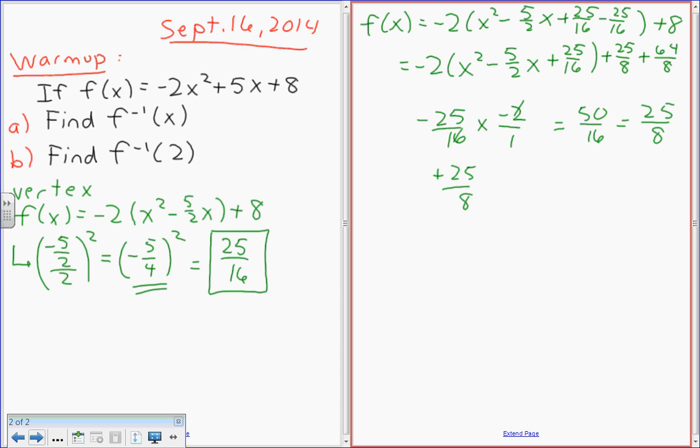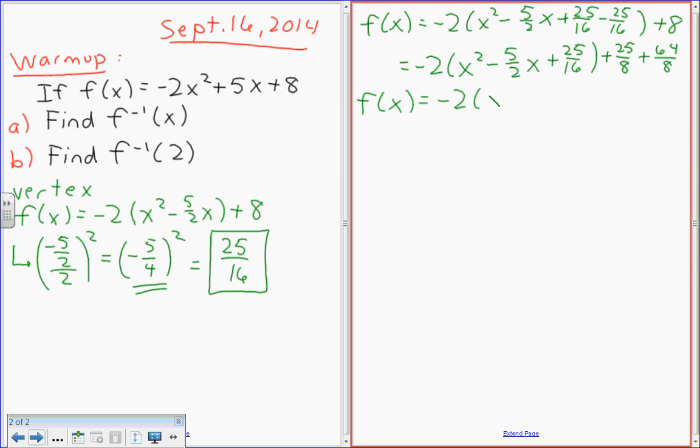All right, Amanda, can you finish this one off, please? Go ahead. F of x equals -2 bracket x minus 5/4 bracket squared plus 89 over 8. There you go. Now, this wasn't actually asked in the question, but I'm going to do it here because you will need it in the future. Okay?